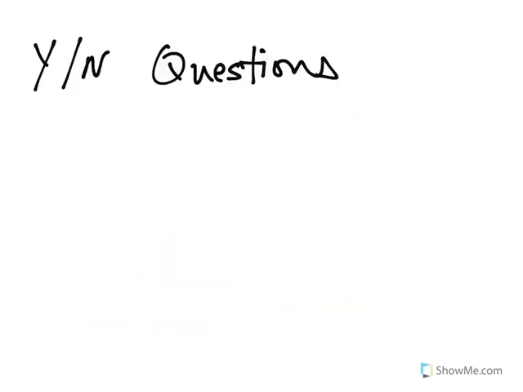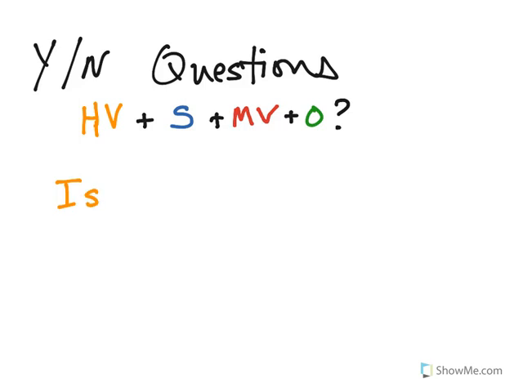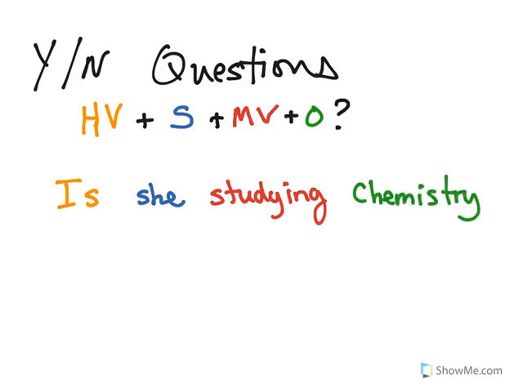Okay. Moving on to yes or no questions. Again, here the formula stays the same, so it's very easy to remember in English. The sentence patterns pretty much stay the same. So in yes or no questions, I start with the helping verb, then the subject, then the main verb, and then the object. So I get helping verb plus subject plus main verb plus object in my question. So I might get something like this. Is she studying? And then what? Let's just use a different one. Is she studying chemistry?